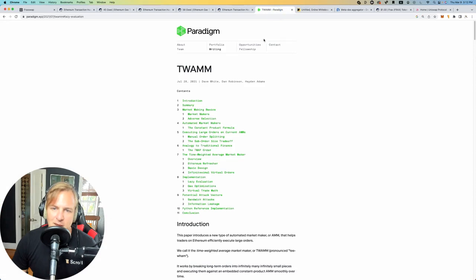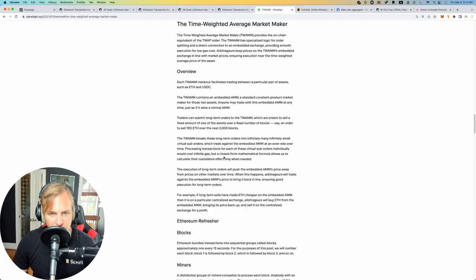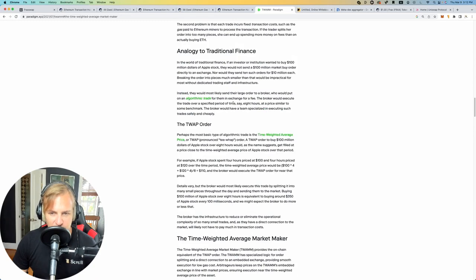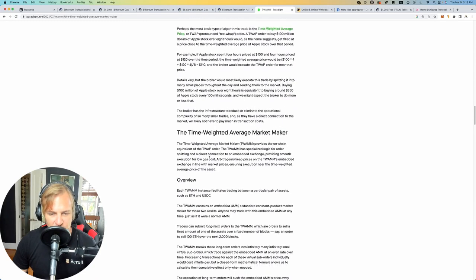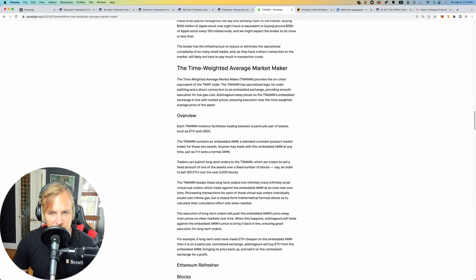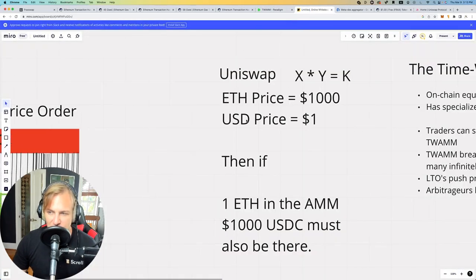There was a paper that came out in 2021, pretty seminal, by Dave White, Dan Robinson, and Hayden Adams, the founder of Uniswap. It was called TWAMM, put out by Paradigm, and it introduces this idea of the time-weighted average market maker. It talks about TWAP orders and everything here. This is a very good read. I would suggest you go read it. It's going to be in the link below. And I'm just going to break it down for you.